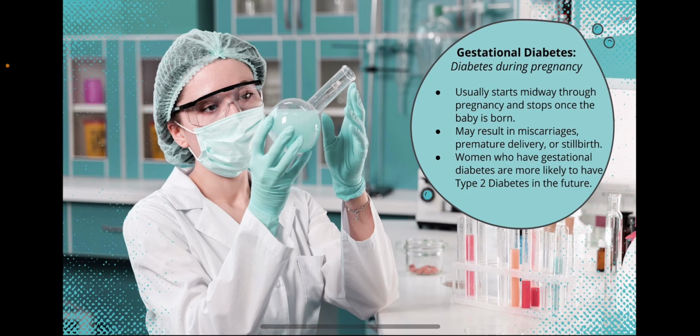Next, we have gestational diabetes. Now, this type of diabetes is only during pregnancy. It usually starts midway through pregnancy and stops once the baby is born. It may result in miscarriages, premature delivery, or stillbirth. Women who have gestational diabetes are more likely to have type 2 diabetes in the future. Gestational diabetes itself will go away, but it does increase your chances for type 2.